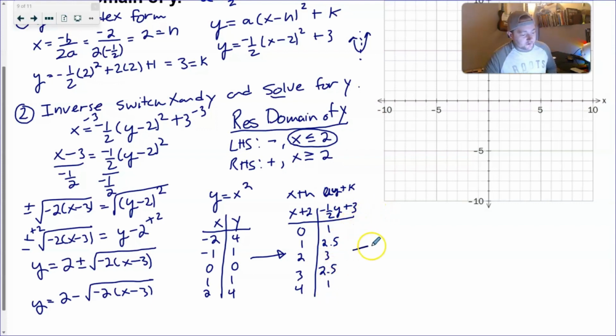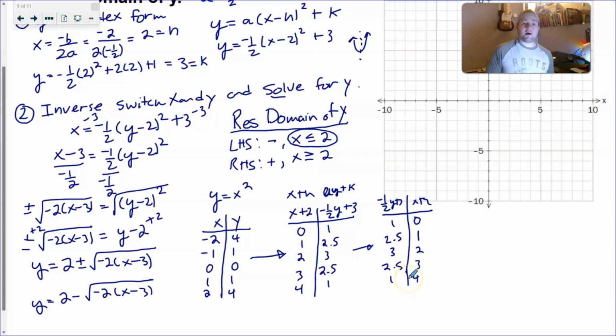Now the inverse. All we do for the inverse is switch the columns here. So negative 1 over 2, y plus 3, and then x plus 2. So this becomes 1, 0, 2.5, 1, 3, 2, 2.5, 3, and then 1 and 4.